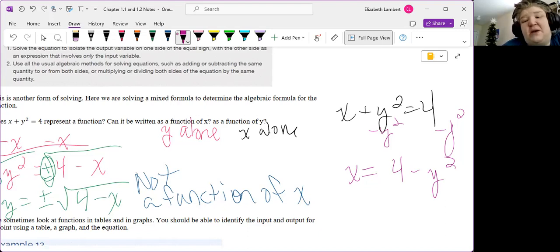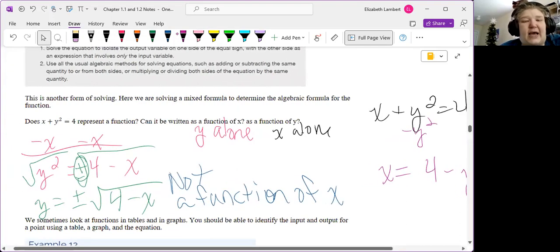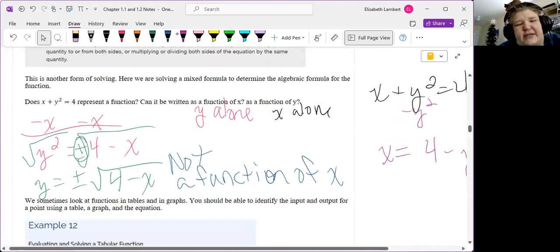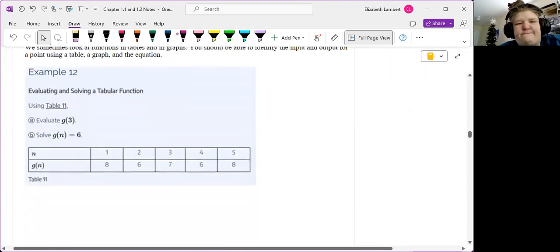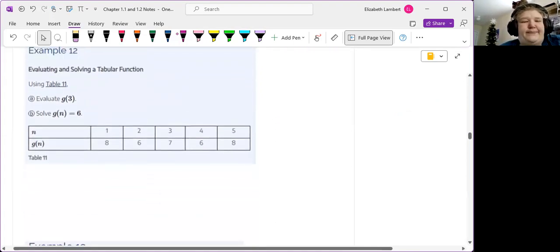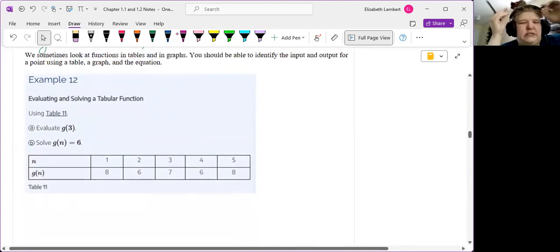Now 2 is my input. 2 squared is 4. 4 minus 4 is 0. 2 only maps to 0. -2 also happens to map to 0. So this way it is a function. But if we were trying to write it as a function of x, it didn't work. And we know that because we got that plus or minus. Anything that allows that possibility of more than one value, that's what makes it not a function. All right. So many things.